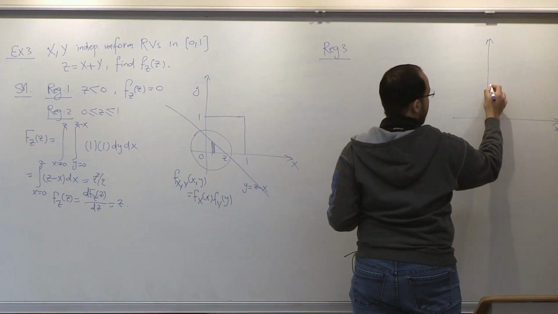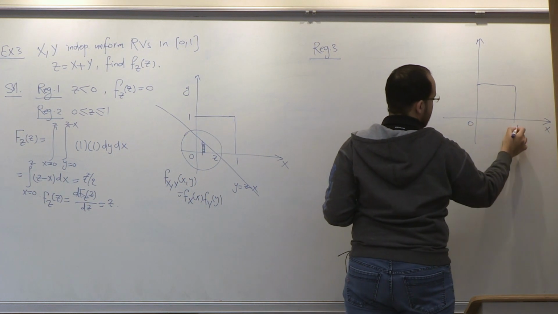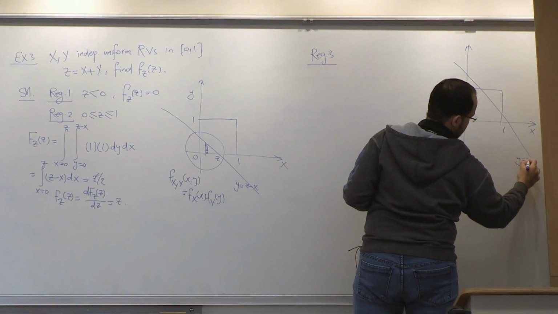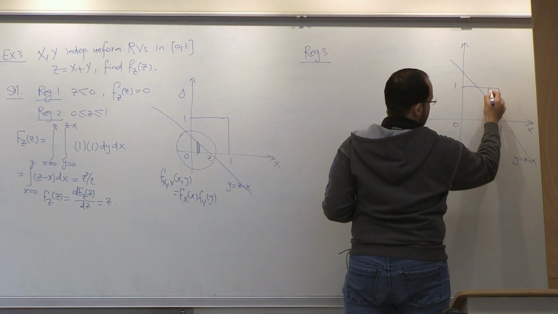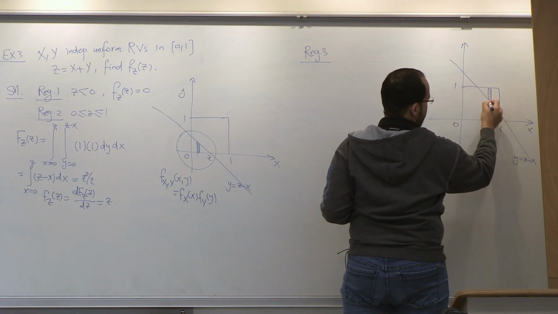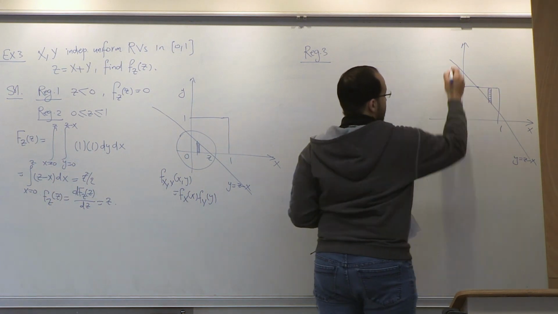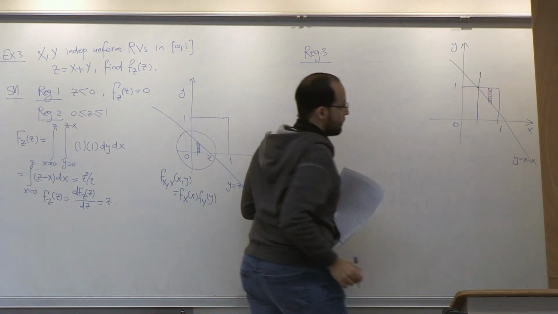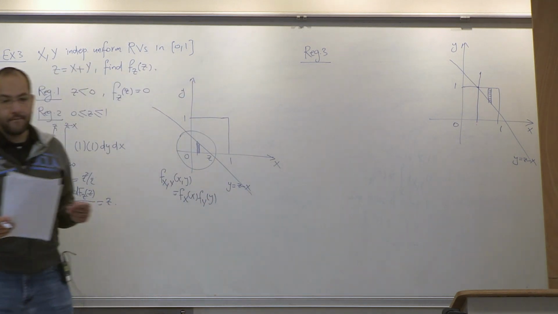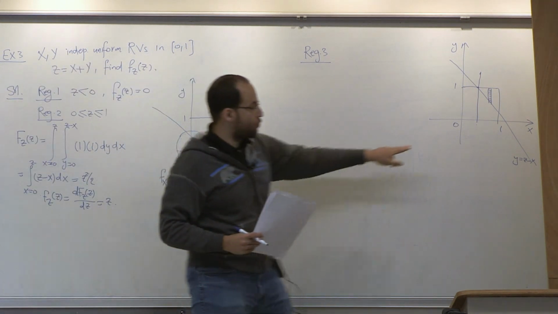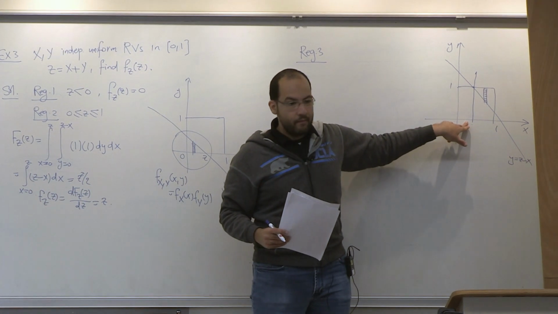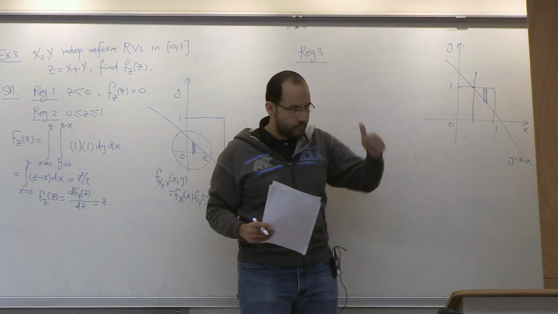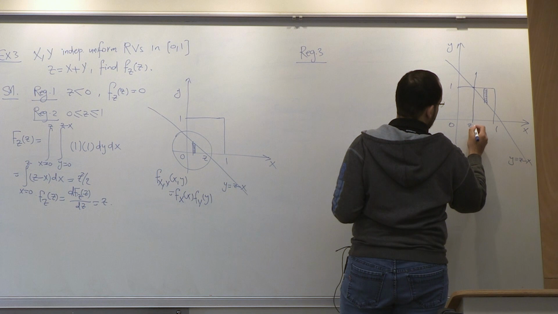Again, for region 3, we are leaving the square, but still we are inside it, so we are here. And this is our stripe. Can someone tell me what this point is? What is this point in terms of x? This is 1, so it has to be something less than 1, right? So what is this point? Exactly, thank you. So this point is z minus 1.